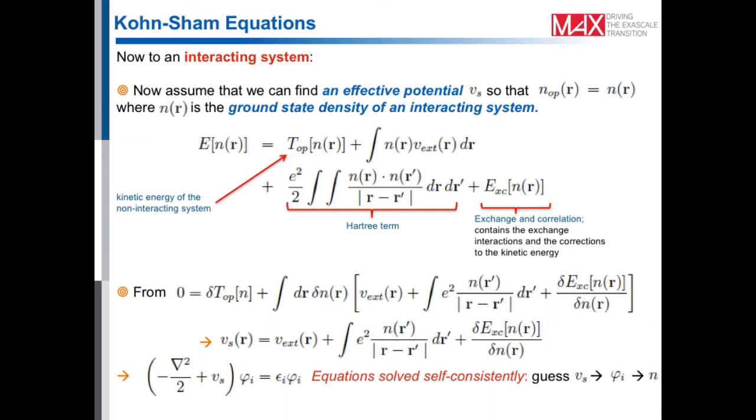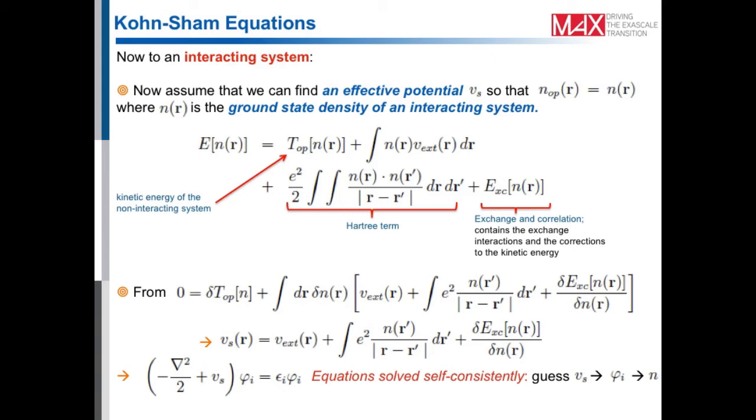And we assume that we can find an effective potential Vs, so that, this is the key point, the one particle density equals the true density in the ground state. Okay? True meaning the density of the interacting system.